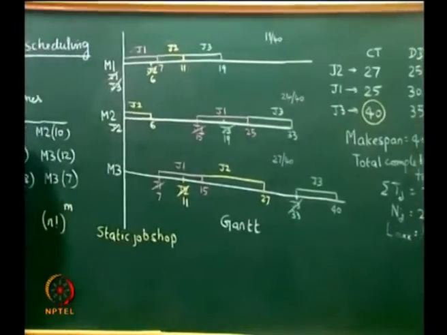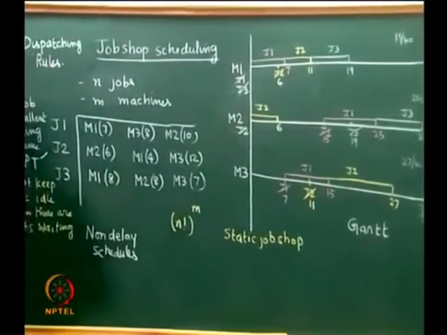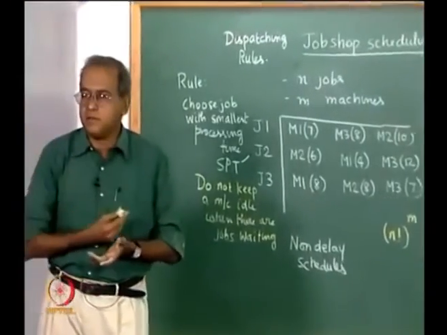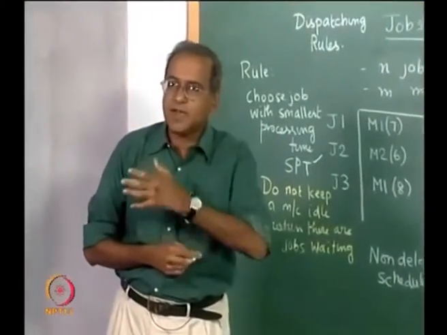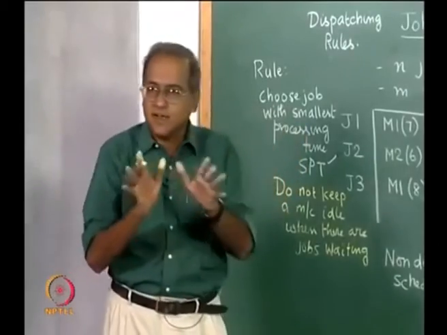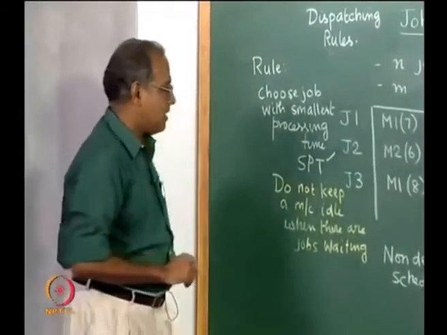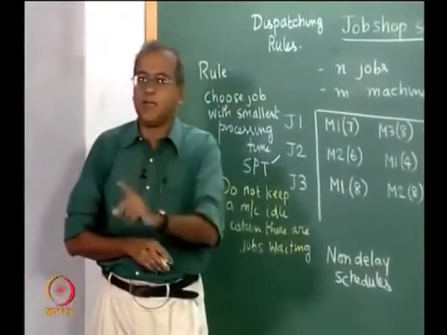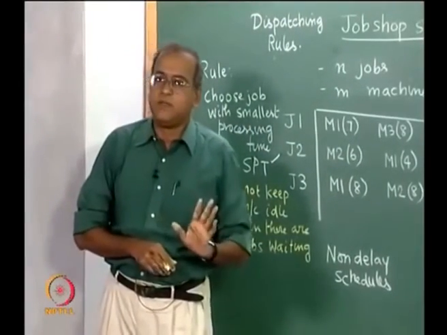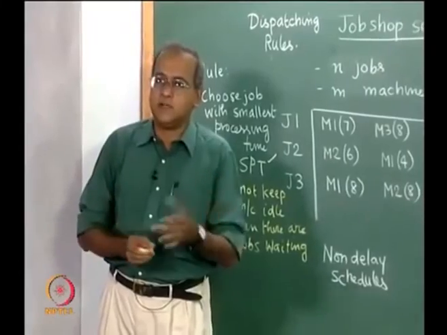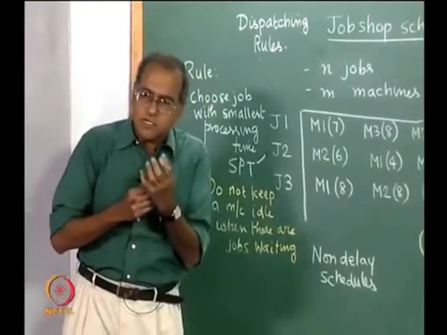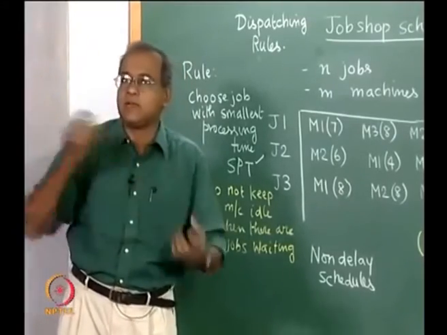In real time, job shops are not static in nature. Jobs keep coming, jobs keep arriving. So, when jobs keep arriving, then we can make certain variants to it. We also made an assumption here that all the jobs are available at time equal to 0, which is not a valid assumption in practice. So, in practice, jobs keep coming dynamically.